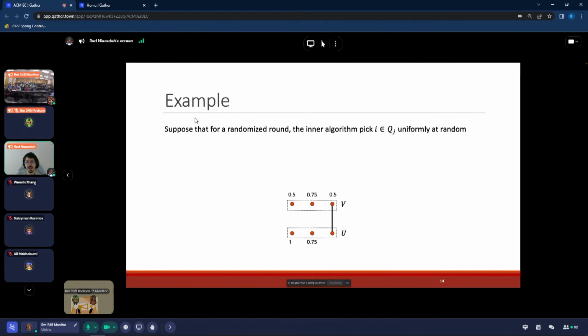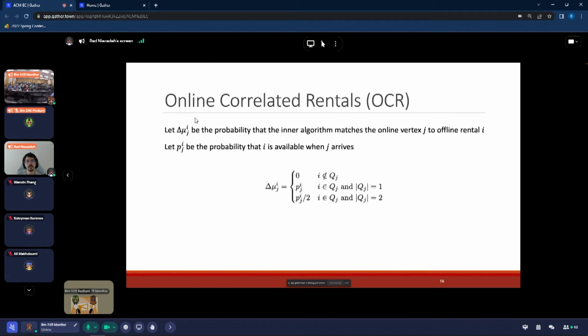And when the algorithm only proposes 1 edge for the offline side, we can say that that vertex gets matched with the probability of 1, because if it is available, the algorithm adds it to the matching.